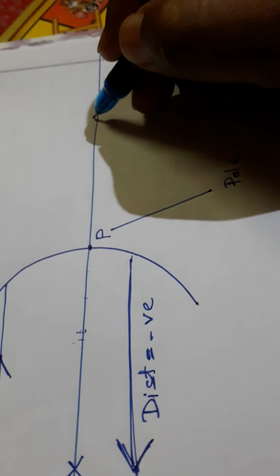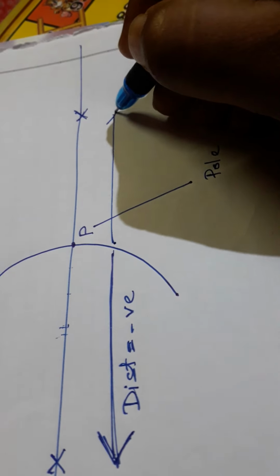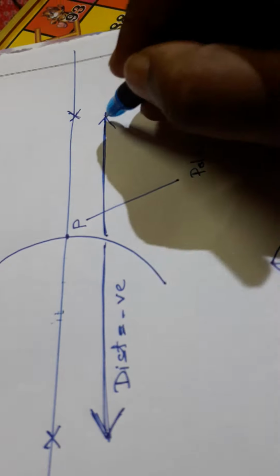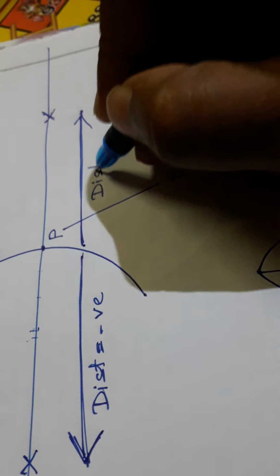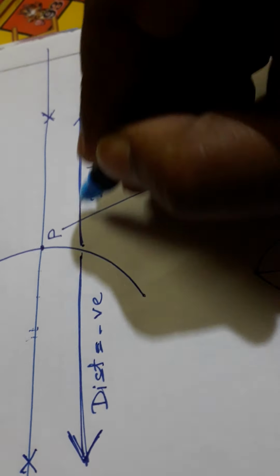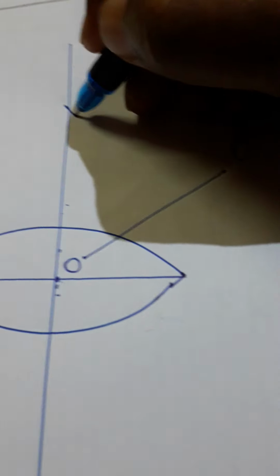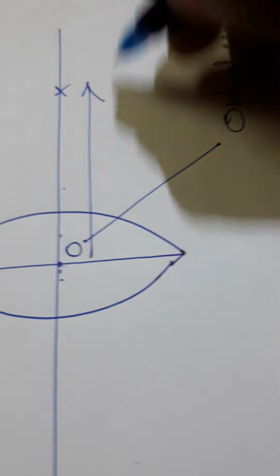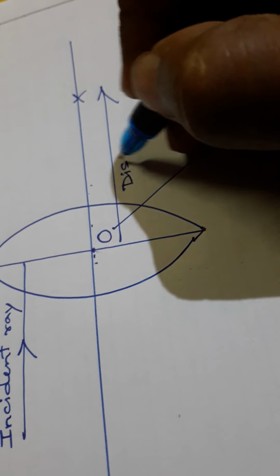If the object or the image is somewhere here, the distance from the pole is this distance. The direction of measurement is from the pole to this point, and the direction of the incident ray is the same direction. So here we take the distance as positive. The distance is positive if the direction of measurement and the incident ray are in the same direction. The same applies here: if the object is here, the distance measured from the pole is in the same direction as the incident ray, so this distance you can take as positive.